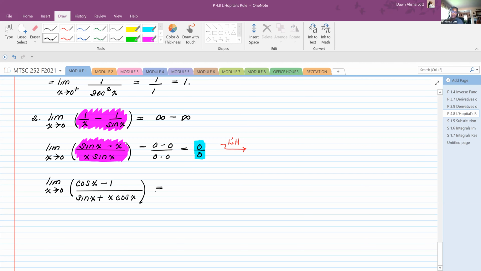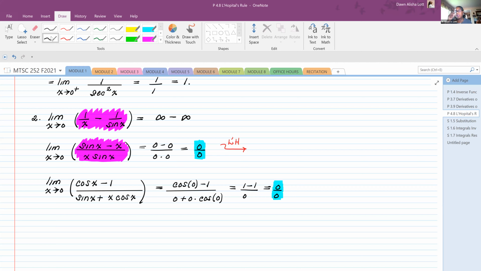Okay, so now when I go to put in 0, I get the cosine of 0 minus 1 divided by 0 plus 0 times the cosine of 0. So this is 1 minus 1 divided by 0. So I get 0 over 0 again. Well, my goodness, I got to go back and do L'Hopital's rule a second time.